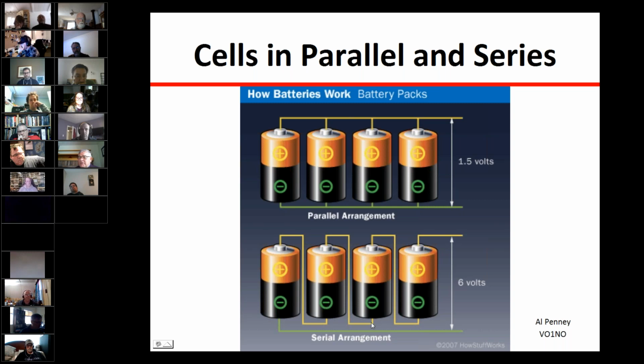Now, if we put them in a series arrangement where we've got 1 negative terminal here coming to the outside, but the positive terminal of that battery then goes to the negative of the next one. The positive goes to the negative, positive to the negative, and then we measure the voltage between this positive and this negative terminal right here. We're going to get 4 times 1.5 volts, which is 6 volts. So here we've increased the current that it can deliver. Here we've increased the voltage that it can deliver.